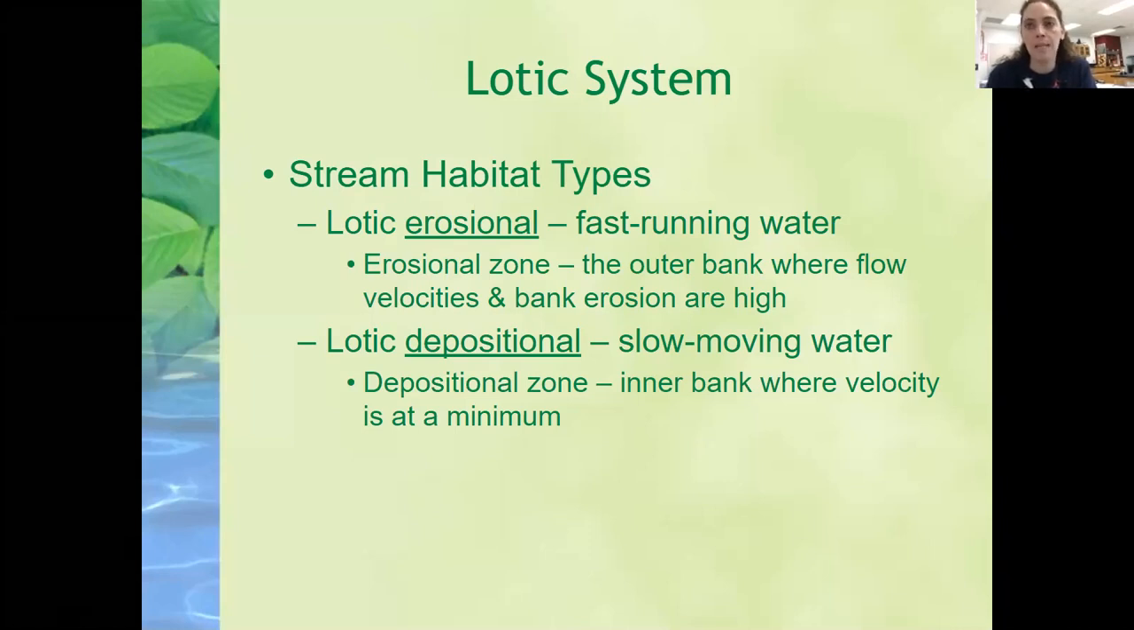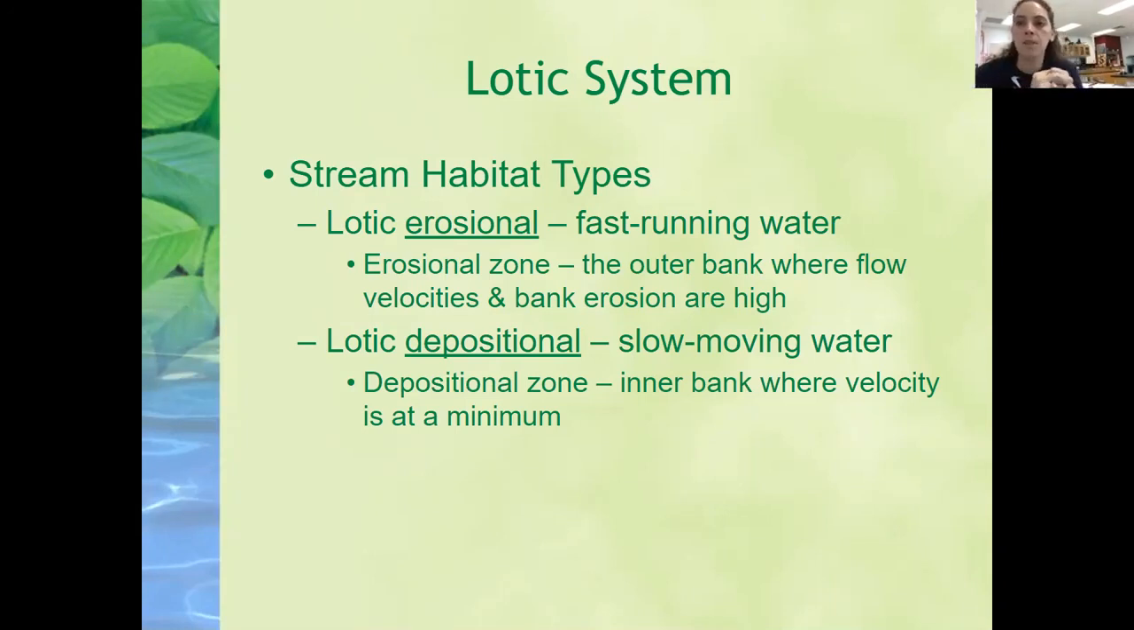have two habitat types. There's Lotic erosional, which is going to be fast-moving water that's eroding and carrying sediment with it. That tends to be on the outer banks and curves where the water is going to be moving faster. And the animals that live there, we're going to see typically have claws for holding on.